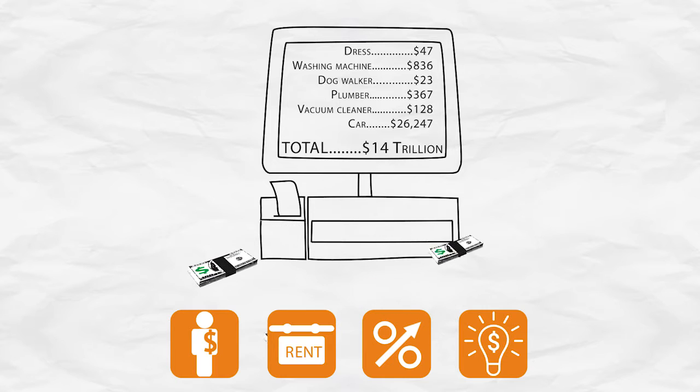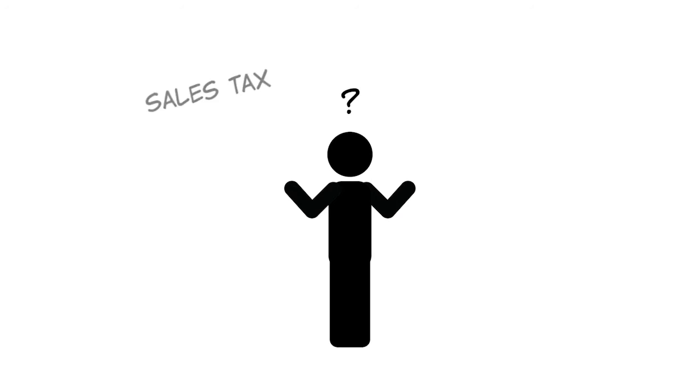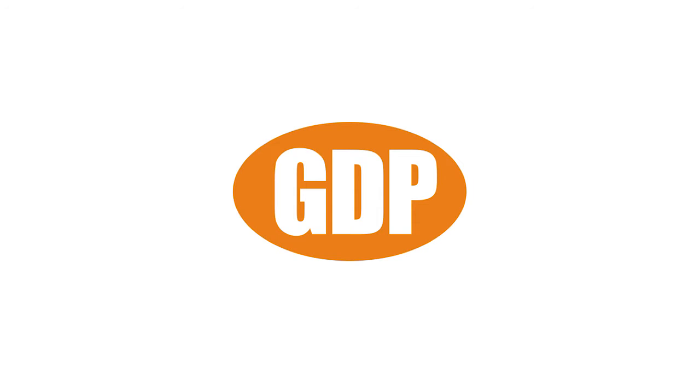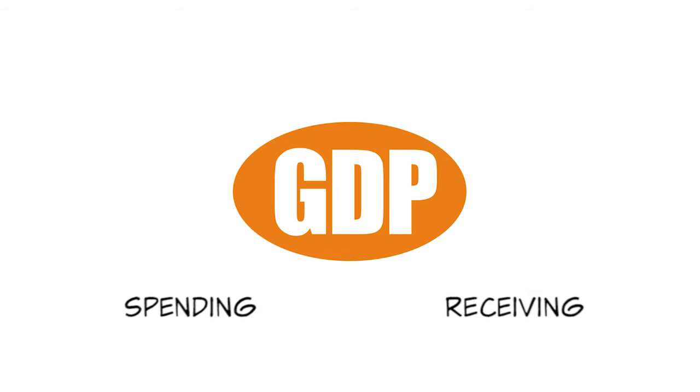So we can measure GDP by looking at the spending, or the other side of the ledger, by looking at the receiving. Now, in practice, there are some tricky accounting issues, such as what to do about sales tax and depreciation, but we're going to leave that to the accountants. The basic idea here is that we can compute GDP by looking at the spending or the receiving. And in fact, we do both.